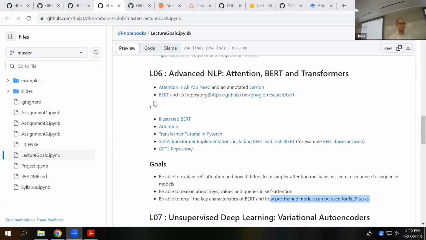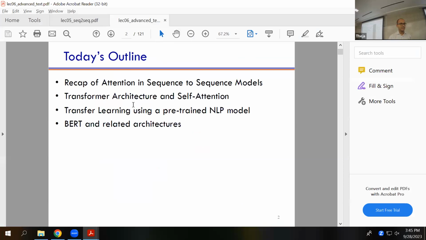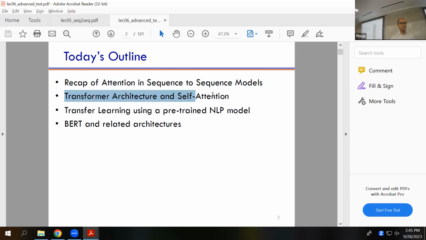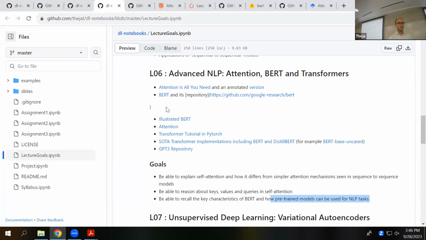Actually, let me just show that in this slide. Instead of recap, ignore this. Basically, we look at attention and sequence models. That's the first thing. Then we look at transformer architecture and self-attention. That's the second thing. And then ideally, the last thing would be transfer learning using a pre-trained NLP model. If there's spillover information, we can capture it in the next lecture. Any questions here?